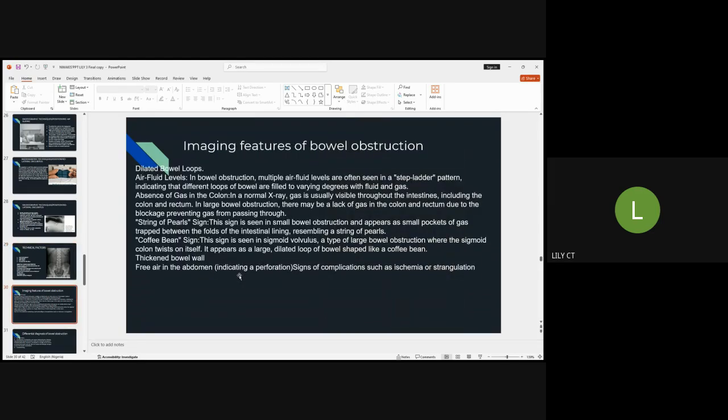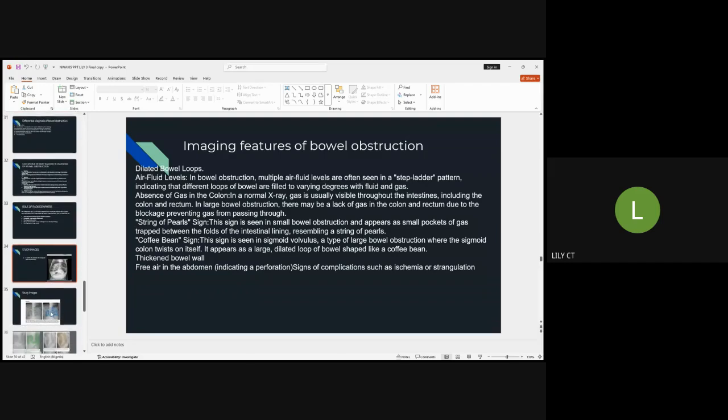Imaging features of bowel obstruction. So we have air fluid levels. In bowel obstruction, multiple air fluid levels are seen in a stepladder pattern, indicating that different groups of bowel are filled with varying degrees of gas.